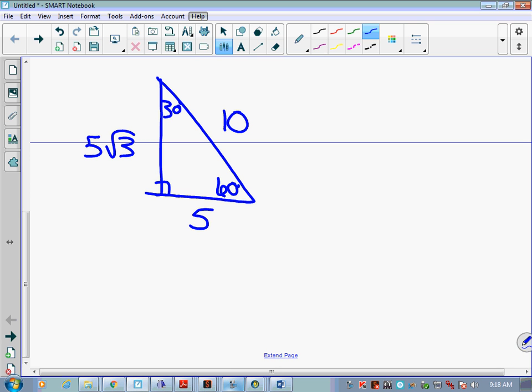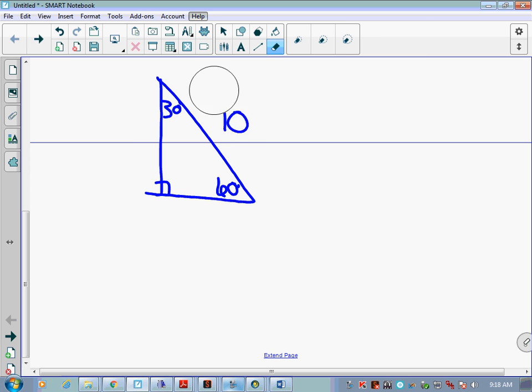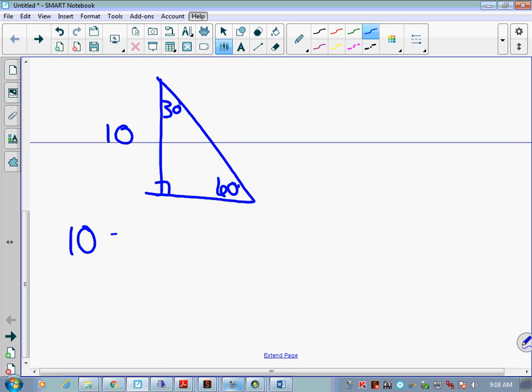All right, let's try another one. Let's make this just 10. How do I find my short leg? No, it's not 5. What you understand is 10 equals x times radical 3. Now let's solve for my short leg. Short leg is x, correct? So what do I need to do with 10? I need to divide both sides by radical 3. Can I leave it as x equals 10 over radical 3? What do I need to do?